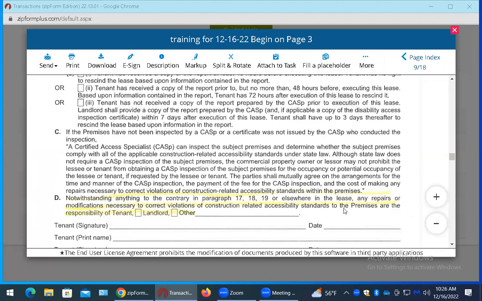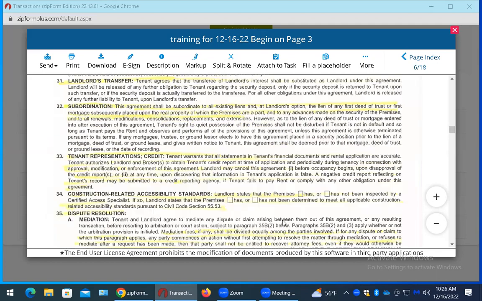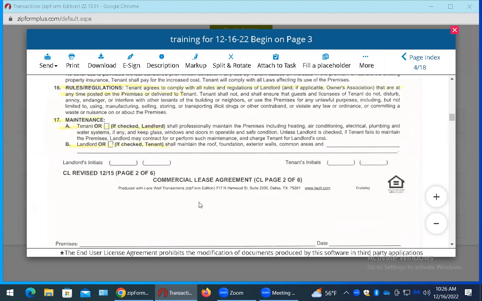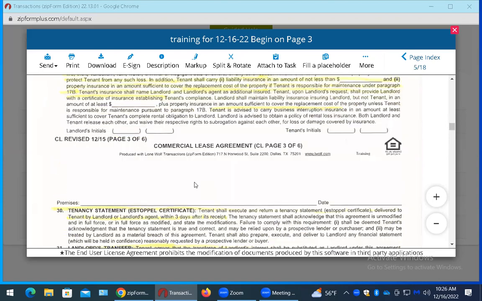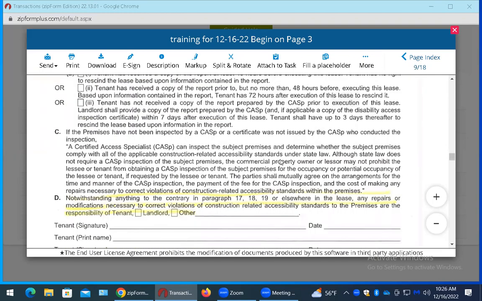So if there's any repairs or modification necessary to correct violations of construction related accessibility standards to the premises, who's responsible, the tenant or the landlord? You have some outlined in 17, 18, and 19. I'll go back to those paragraphs to refresh your memory, but you want to make sure that you're filling that out. So 17, it's talking about maintenance of roof and foundation. So that's what they're referencing in here. But you want to make sure that you complete this form in its entirety as much as possible.